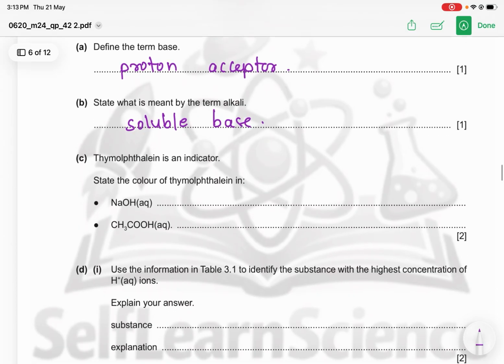Next, thymolphthalein is an indicator. State the color of thymolphthalein in NaOH. Now, thymolphthalein gives blue color in bases. So, we know that NaOH is a base, that is an alkali, we will write blue. And next is CH3COOH, which is ethanoic acid. Thymolphthalein is colorless in acids. So, we will write colorless here.